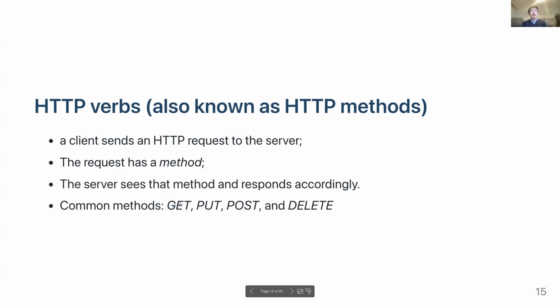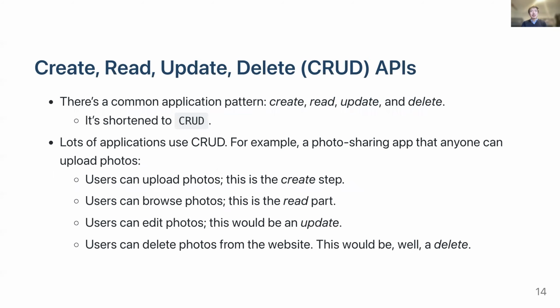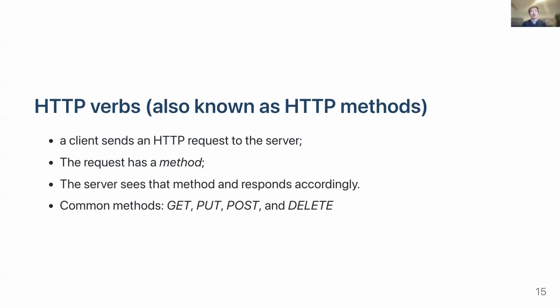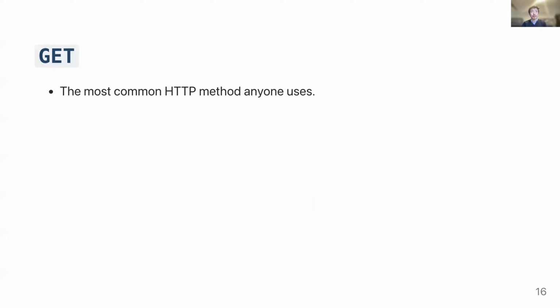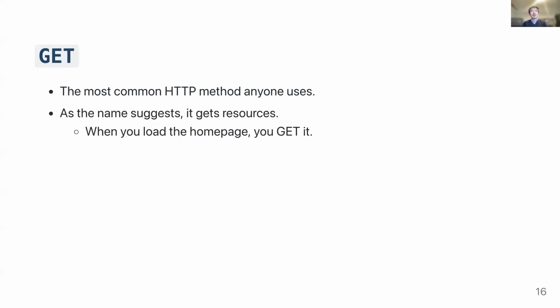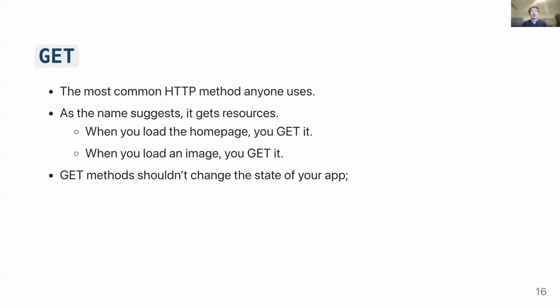And also, these four actually map to the CRUD operations as well. We're going to cover that a bit later, which one matches to which. Okay, so get is the most common one. When you send a request to a server in the browser, it's always get. It's getting information from the server. It does not change the state.